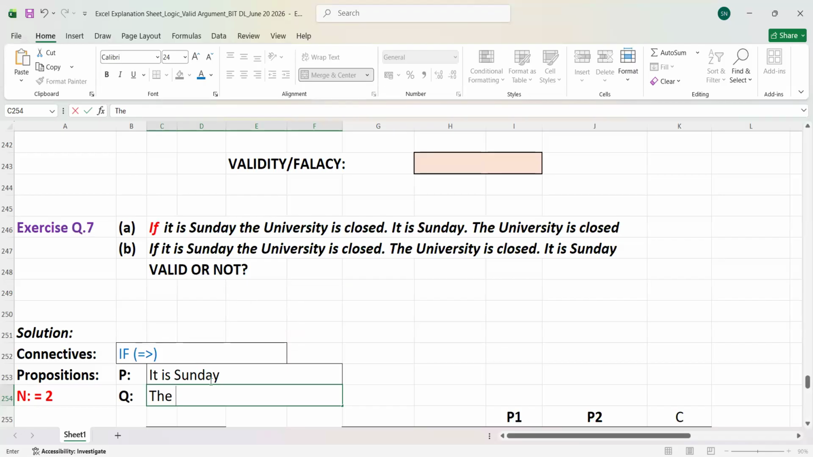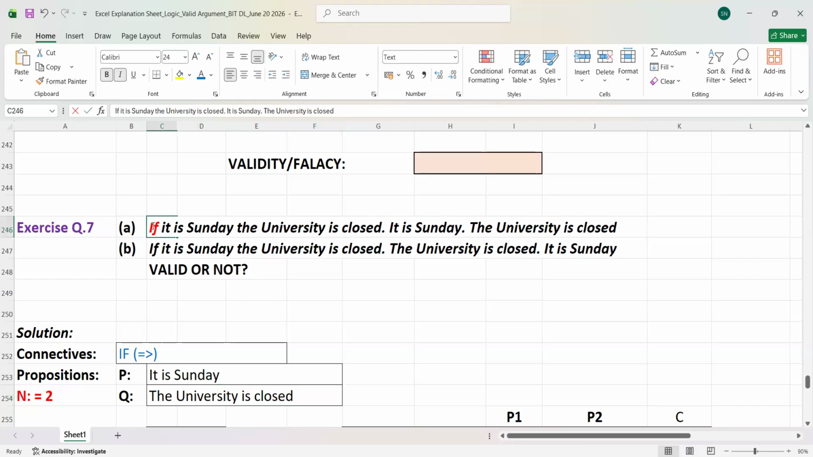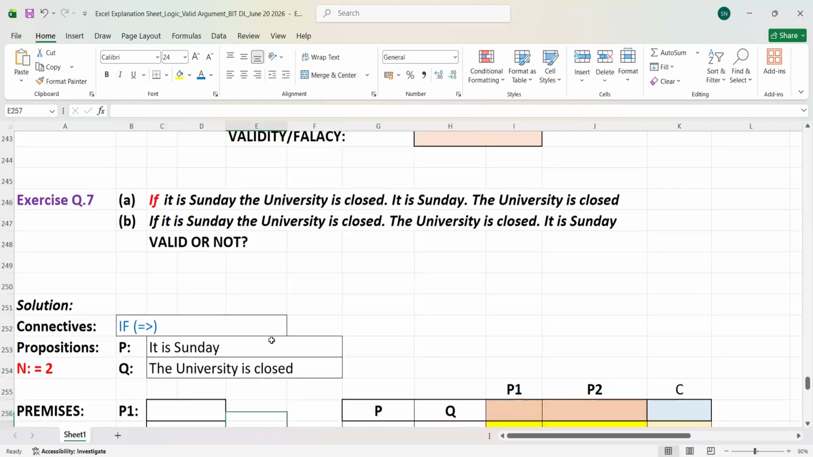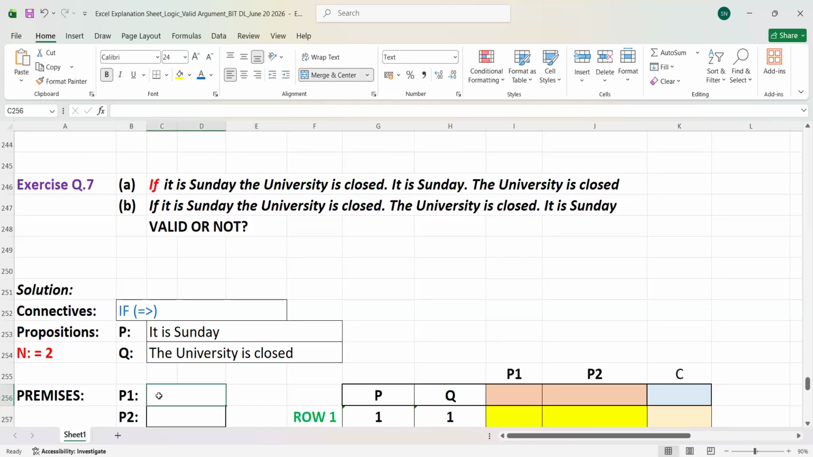But at the same time, it is practice, so you realize questions can be written in this format. Okay, so it is Sunday. Then the second one, the university is closed. Based on this, my first premise is, if it is Sunday, the university is closed. So that gives me P implying Q.